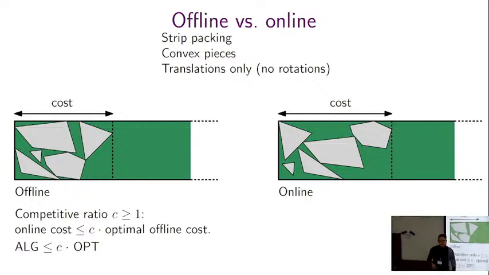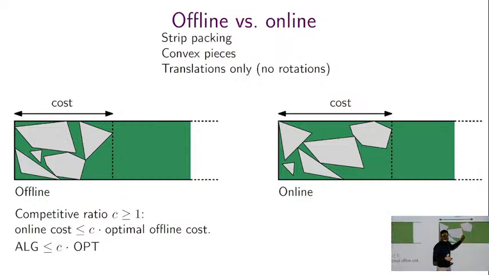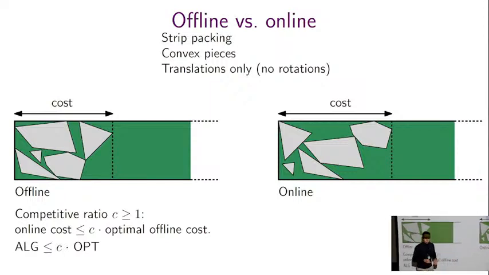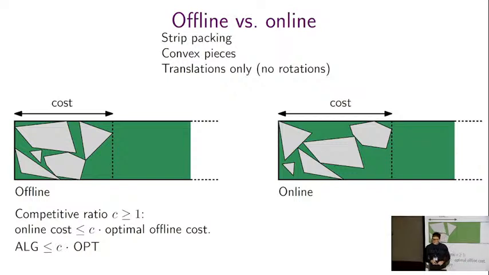Yes? In the online setting, when we are introducing a new polygon, are we allowed to change the previous polygon? When we get a new polygon, we are not allowed to change the previous ones. We have to make a decision and then stick with it. So do you already know the number of items that will be added? We can assume we know the number of items. But yeah, I think it actually doesn't matter for the results I'm presenting.